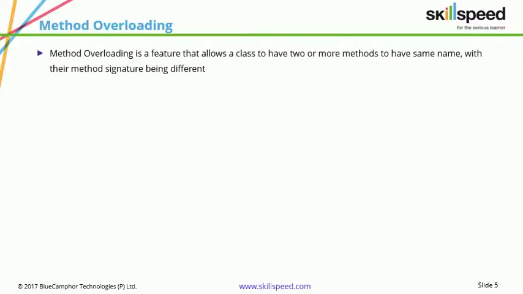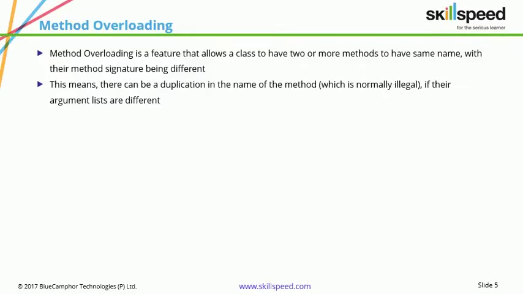Method overloading is a feature that allows a class to have two or more methods with the same name, with their method signatures being different. This means there can be a duplication in the name of the method, which is normally illegal, but if their arguments are different, the name can exist more than once. So, if name duplication is allowed, their argument lists have to be different.